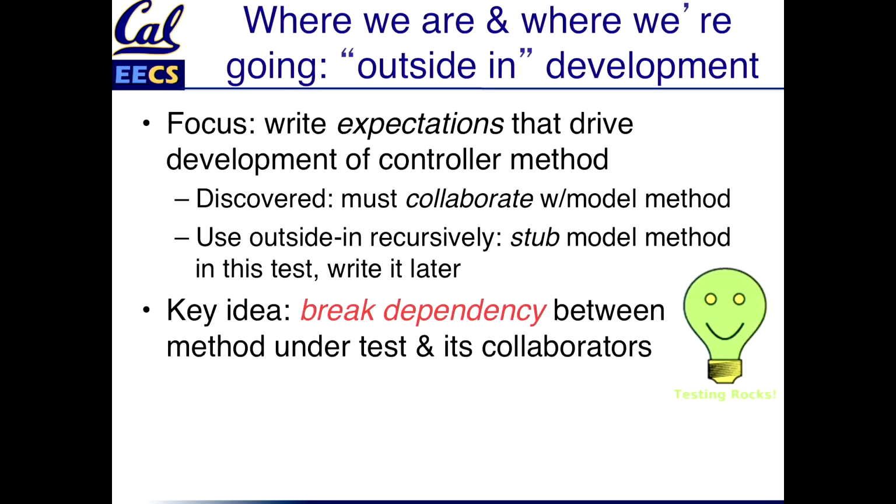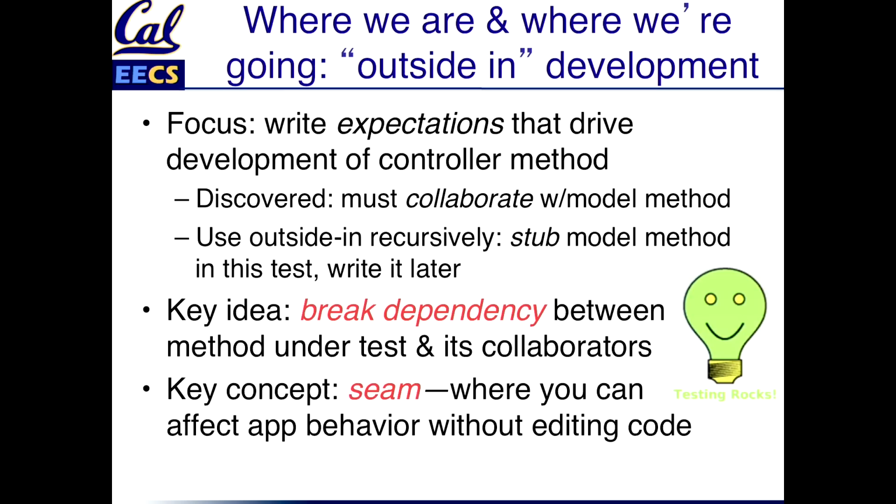So the idea, which we're now going to see other examples of, is that we're trying to break a dependency between the thing that we're testing and other things that it depends on or works with, generally called its collaborators. And the key weapon in our arsenal to fight this is a seam, which is a way that you can affect the app's behavior without editing the source code of the app.